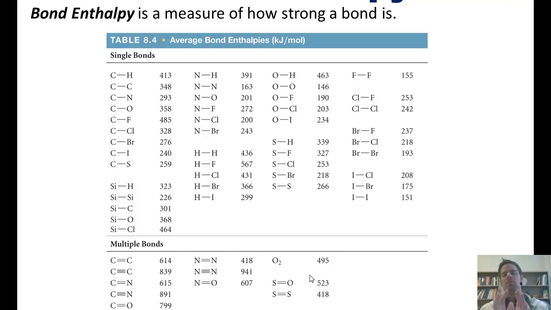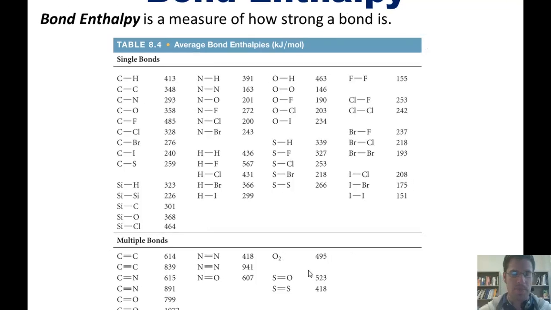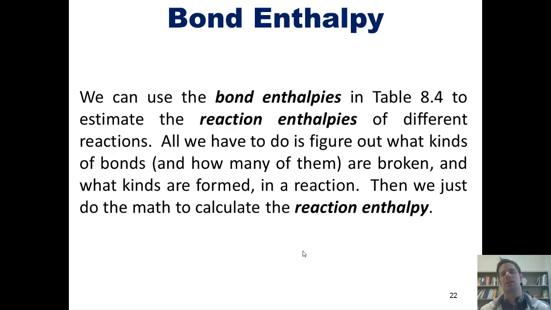This table becomes the bread and butter of the ensuing problems that we'll do. Before getting to that, however, I want to show you some more theory. We can use bond enthalpies from the previous table to estimate overall reaction enthalpies of different reactions. All we have to do is figure out what kinds of bonds and how many of them are broken in the reaction, and what kinds of bonds are formed. Then we just do math to calculate the overall reaction enthalpy.